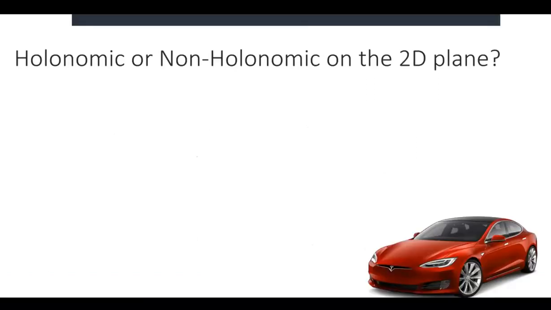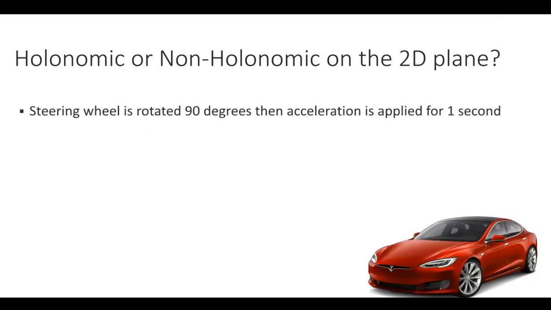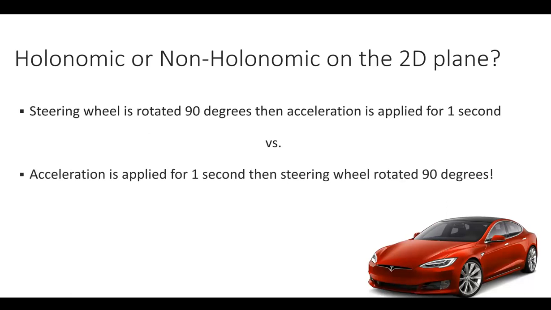So is this vehicle holonomic or non-holonomic on the 2D plane? One way to think about that is I rotate the steering wheel 90 degrees, and then I step on the gas for 1 second. Or I step on the accelerator pedal for 1 second, and then I rotate the steering wheel 90 degrees. If I don't end up in the same place for each of those things, then my vehicle is non-holonomic.